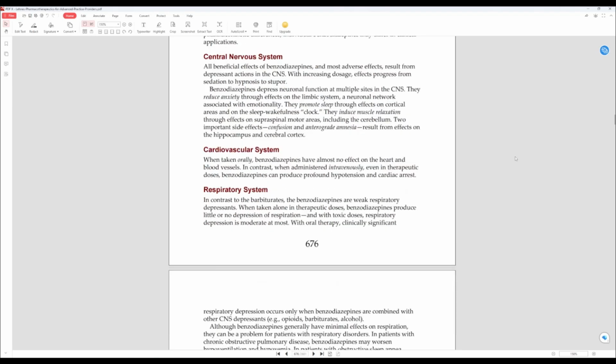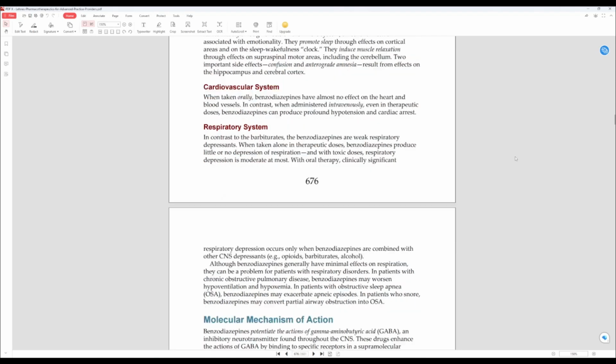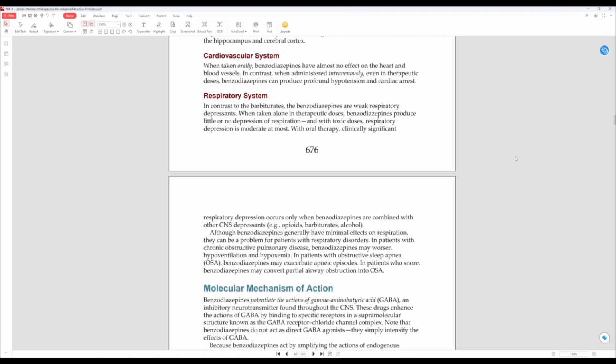Effects on the cardiovascular system. When taken orally, benzodiazepines have almost no effect on the heart and blood vessels. In contrast, when they are administered intravenously, even in therapeutic doses, benzodiazepines can produce profound hypotension and potential cardiac arrest.